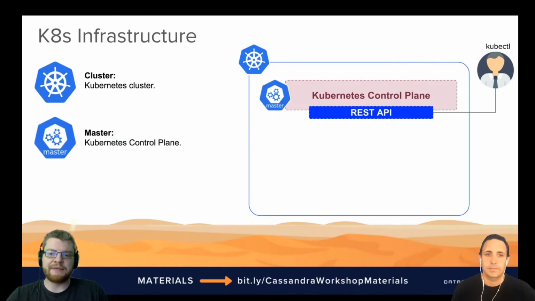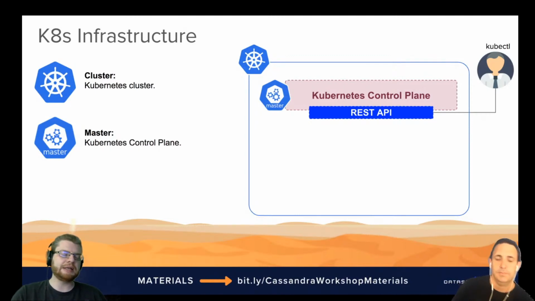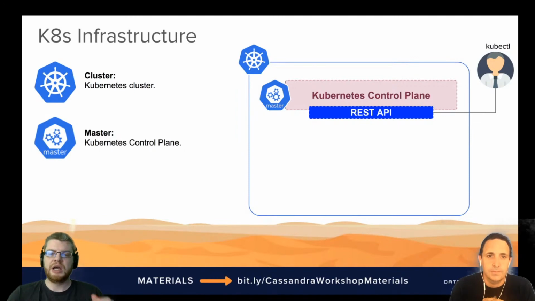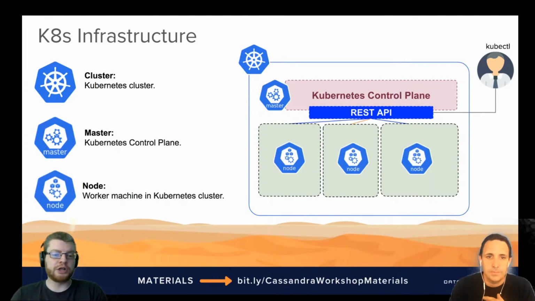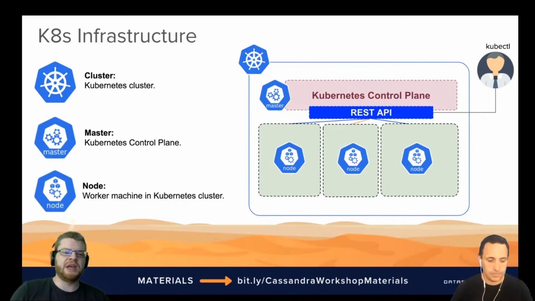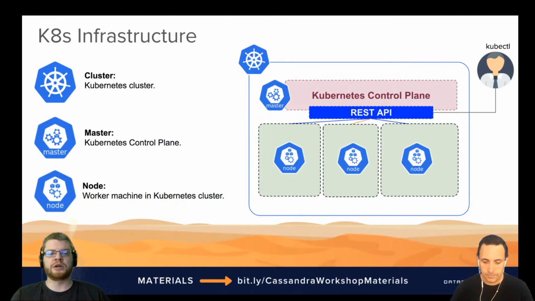Kubernetes infrastructure, we have our control plane. This is basically the thing that manages our Kubernetes cluster. We have our worker nodes. The worker nodes are essentially the things that are actually running the stuff. So that's where our app is going to live. That's where our Cassandra is going to live. It's all going to live out on the worker nodes.